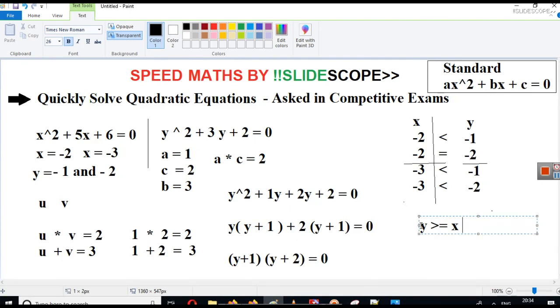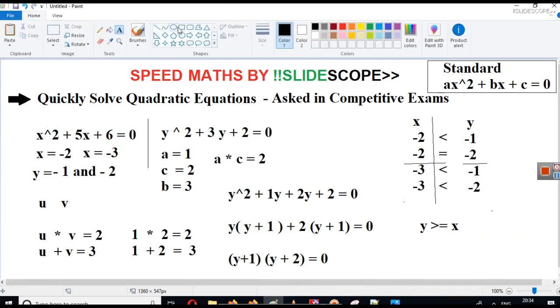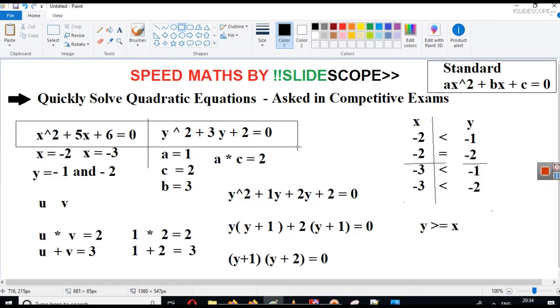So the relationship that can be established between y and x for these two equations, which you can see here, is y is greater than or equal to x, and this is our solution for these two equations. Again, for every equation we have found values of x and y respectively. These are two quadratic equations. Then you have to establish a relationship between x and y.